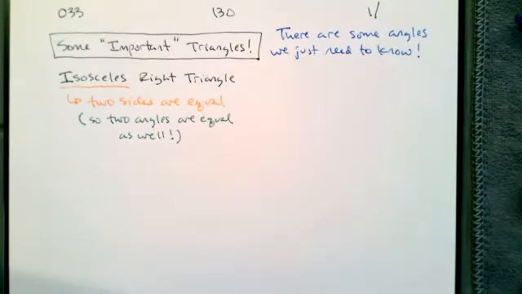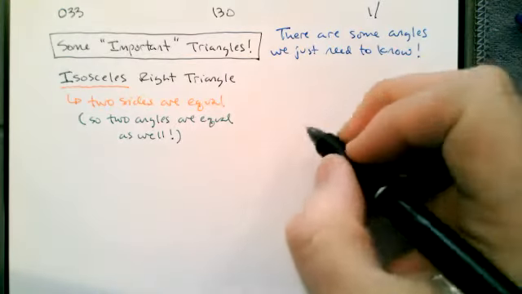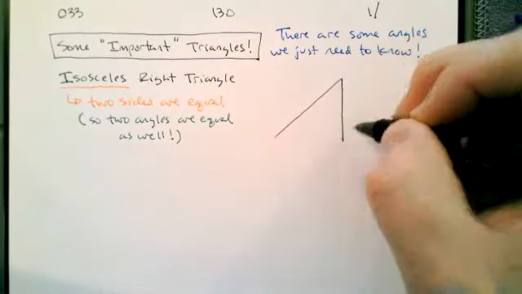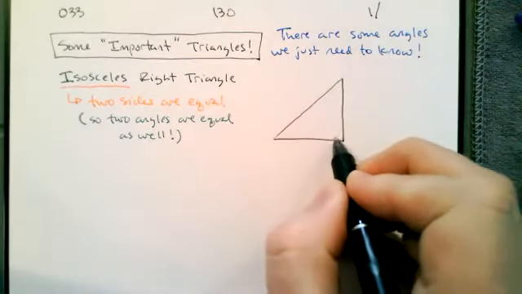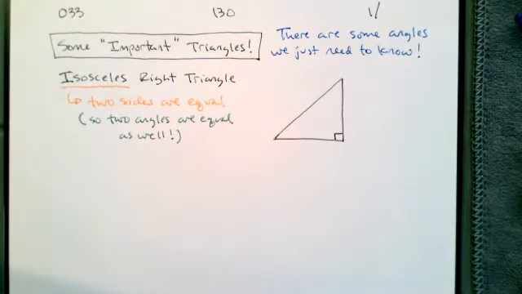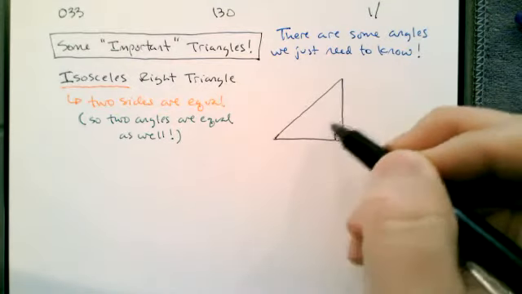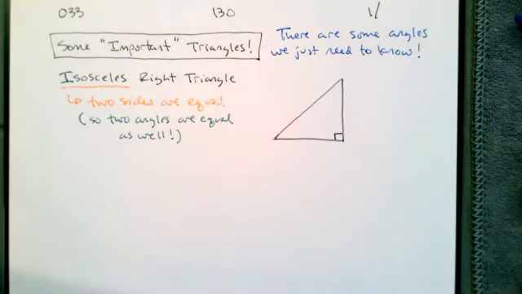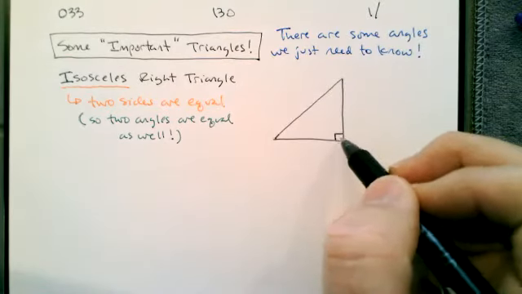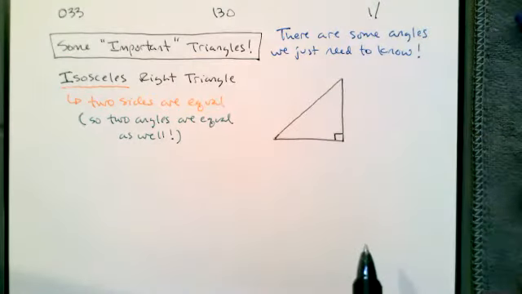So let's draw a picture of a triangle that fits this description. So in an isosceles right triangle, the hypotenuse can't be the same as one of the other two sides. One of the things that we should always keep in mind is that the hypotenuse in a right triangle has always got to be the biggest side. In a right triangle, the right angle is always biggest, and sides opposite bigger angles are going to be bigger.